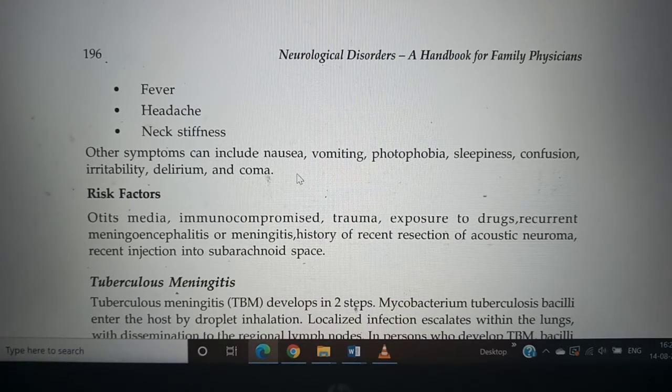Then trauma, any injuries, exposure to drugs, recurrent meningoencephalitis or meningitis, people who have repeated history of meningitis. The organism does not go away in spite of the treatment, and it is present inside, and then it grows again and causes the infection. Then resection of acoustic neuroma can lead to this kind of infection. Any injections into the subarachnoid space can cause this infection if there is any infective material injected into the subarachnoid space. So these are the risk factors which cause meningitis.